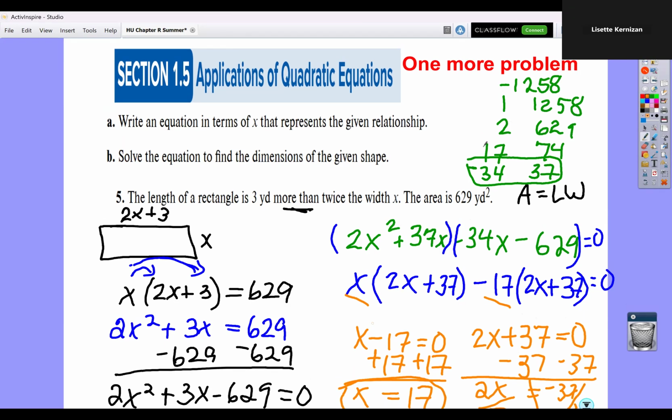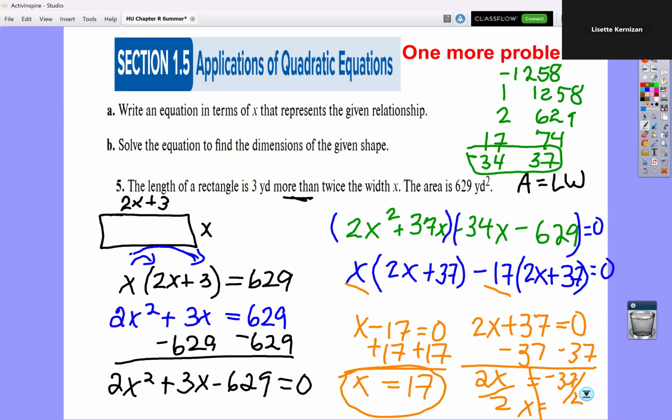So they want to know how to solve the equation and get the dimensions. I know that the width is 17. And then the length is going to be 2 times 17, which gives us 34, plus 3. So the length is 37.